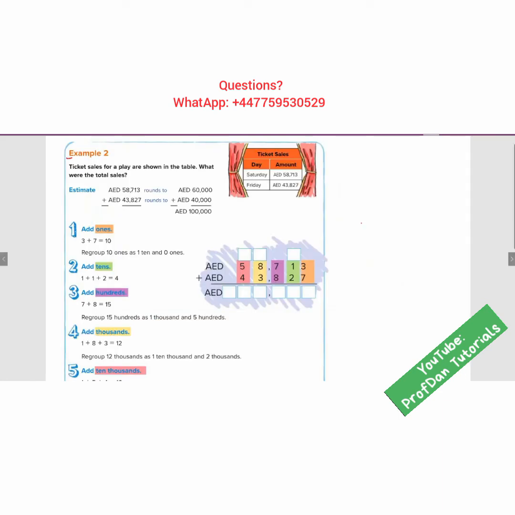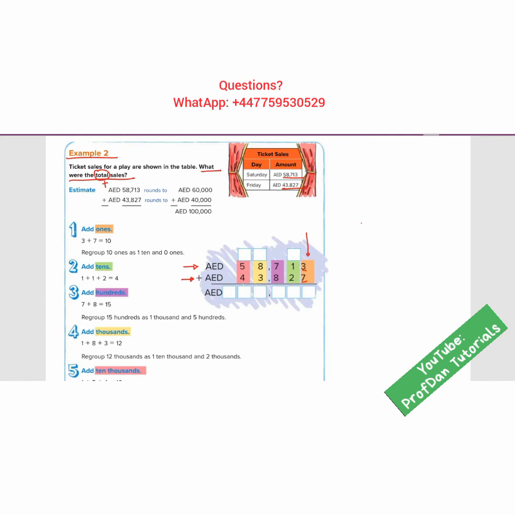Okay, so this is example 2. Let's check our answers. So there are 2 numbers. We want to find the total. What were the total sales? Total in mathematics also means add. So there are 2 numbers which have been lined up here, 58,713 and 43,827. They are aligned properly, so don't forget, start from the ones place.